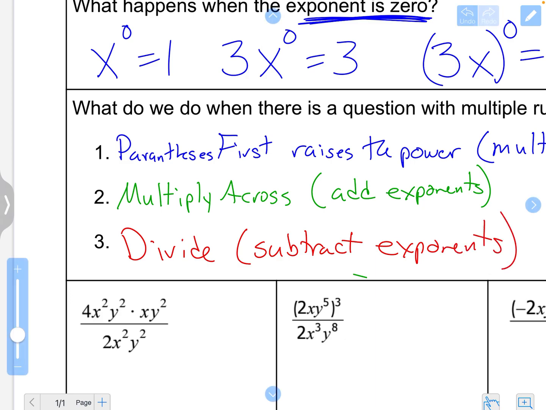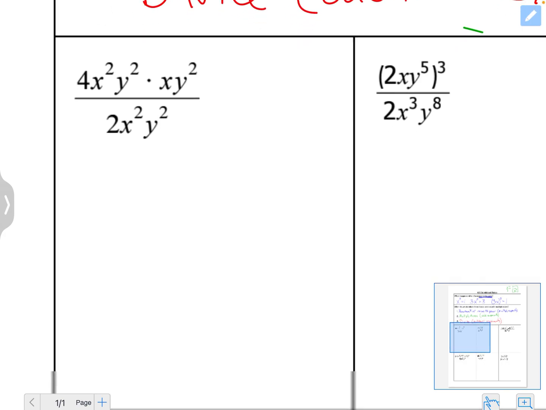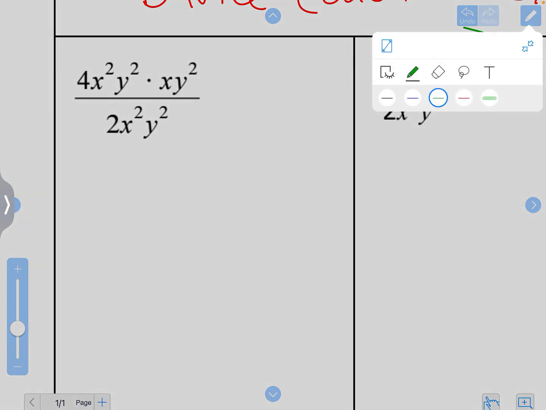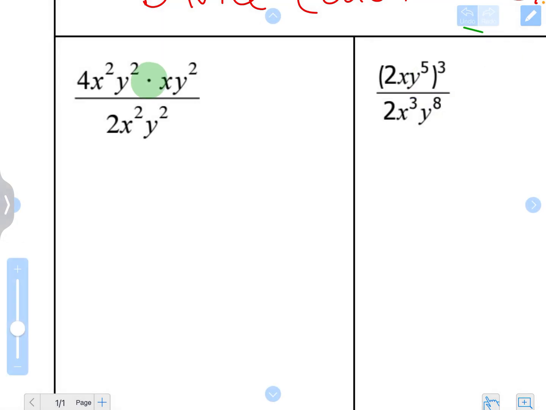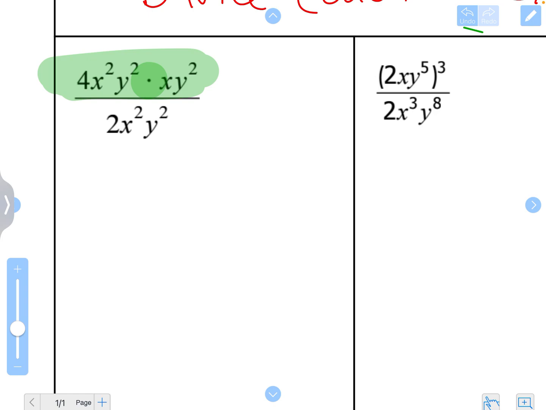All right, so let's look at a couple of problems. I'm going to do my best to try and keep the steps color-coded so that you can follow along. In this first problem, I do not have any parentheses. So if I don't have any parentheses, the first thing I want to do is multiply across. This little multiplication dot tells me that I need to do this side first. When I multiply, I need to multiply my coefficients.